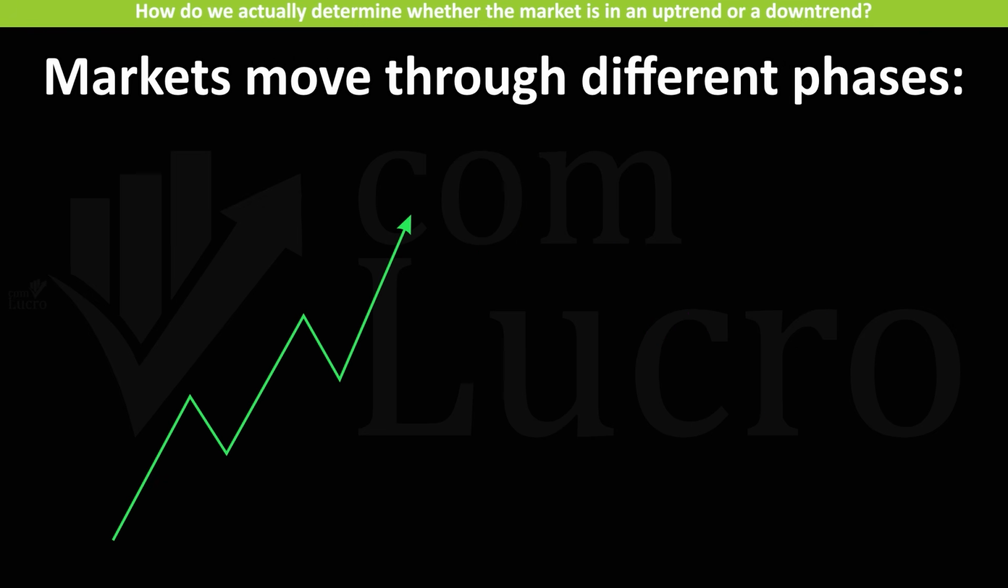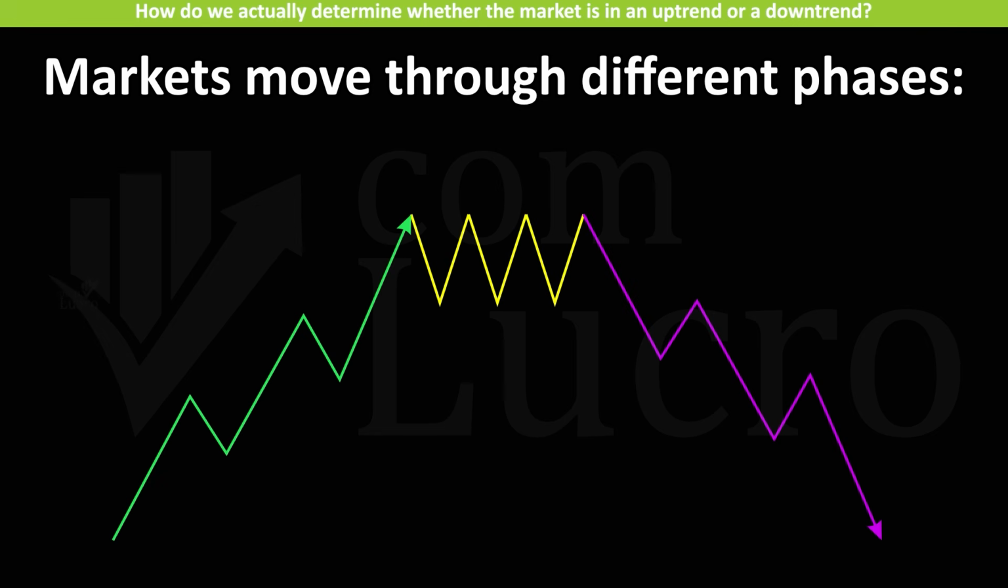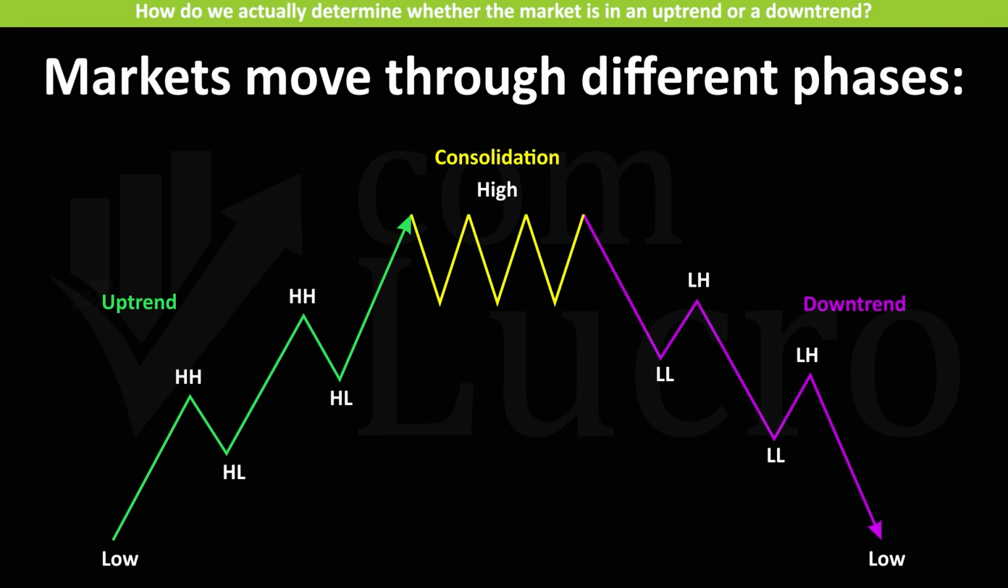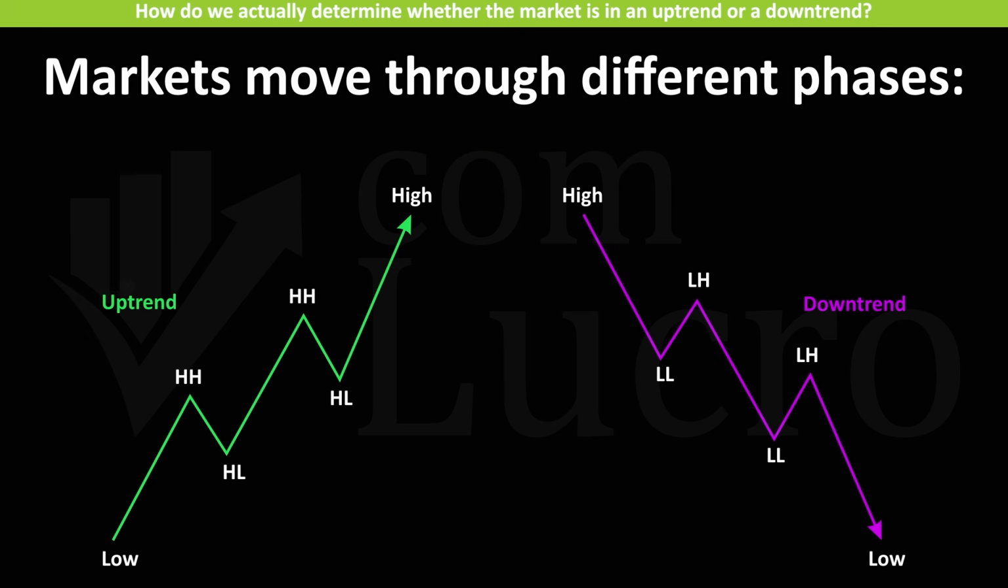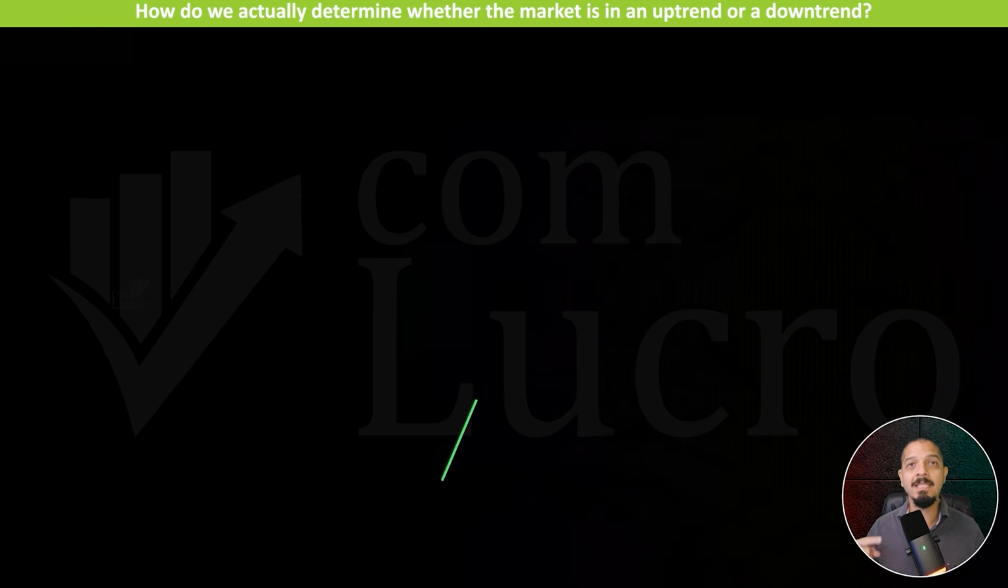At times, price trends higher in an uptrend. At other times, it trends lower in a downtrend. And there are also periods of consolidation where price moves sideways and direction is less clear. In this video, we will focus specifically on trending conditions. Let us take an uptrend as an example.